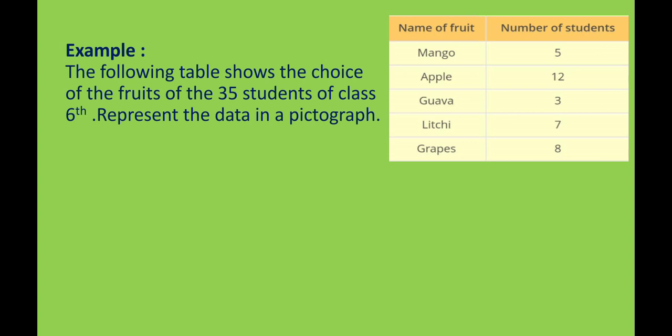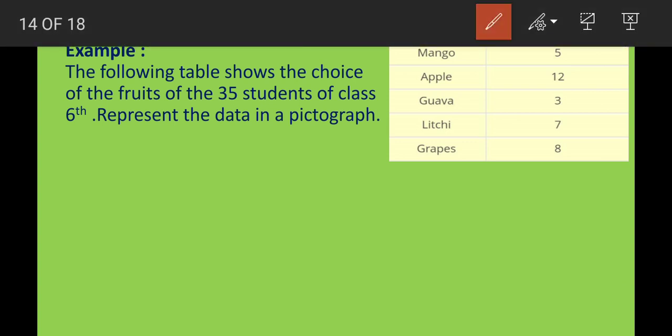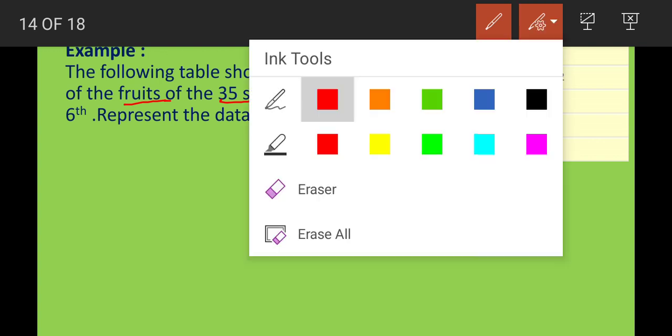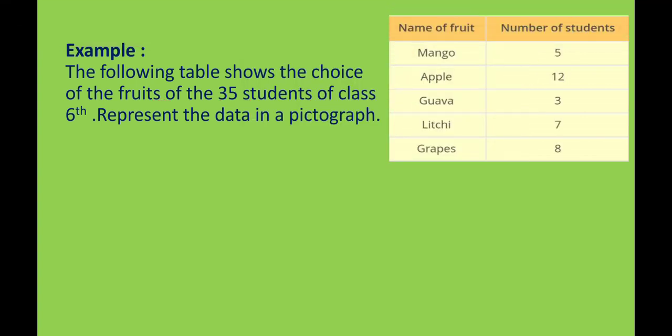Here we have given the names of some fruits, and the total number of students is 35. Mango is preferred by 5 students, apple by 12 students, guava by 3 students, lychee by 7 students, grapes by 8 students. Here we have given the data. By using this data we have to draw a pictograph.